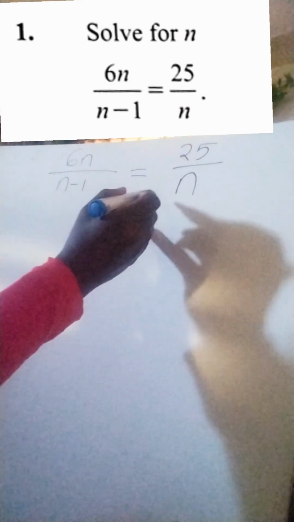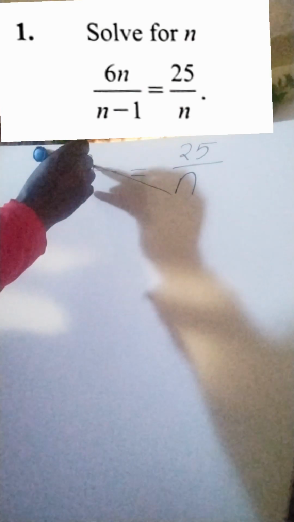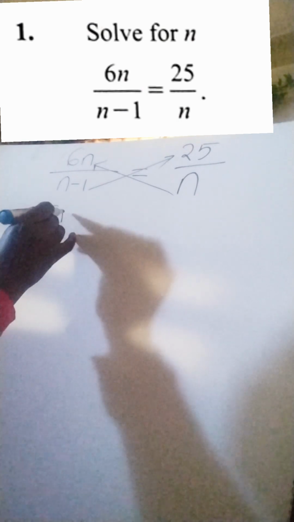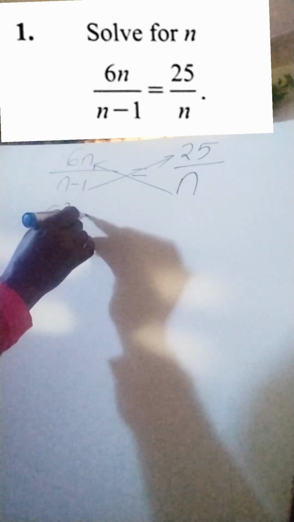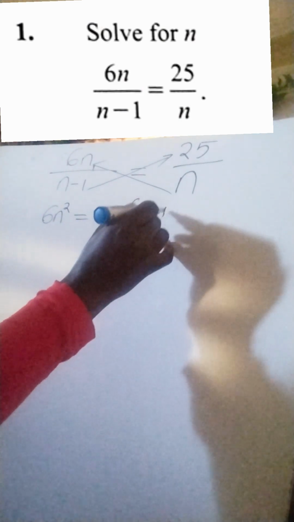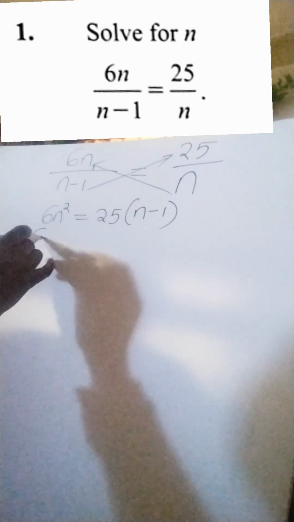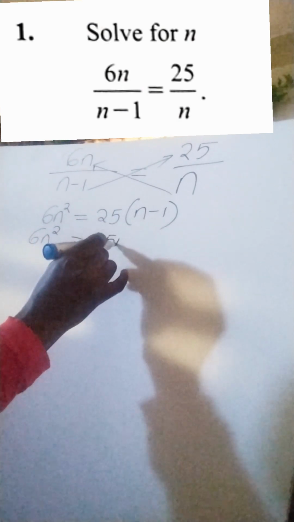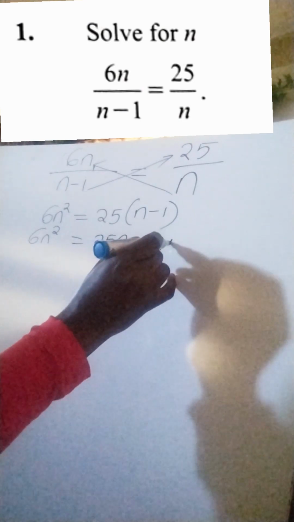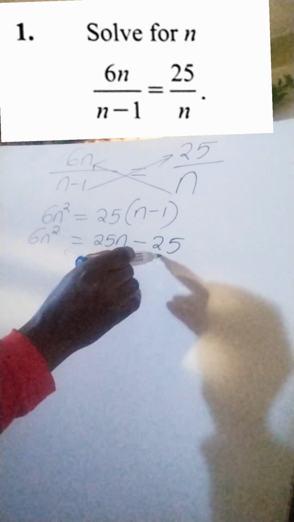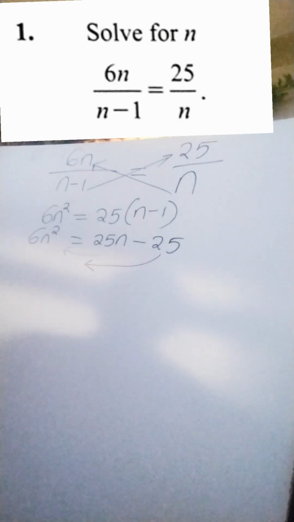Now let us solve this question. The first thing you need to do is cross multiply. Bring the n this side, so then you'll have 6n squared is equal to 25 multiplied with n minus 1. 6n squared is equal to 25n minus 25.